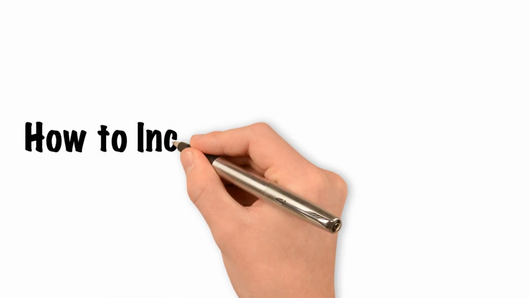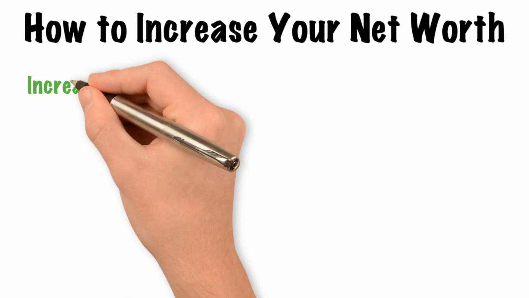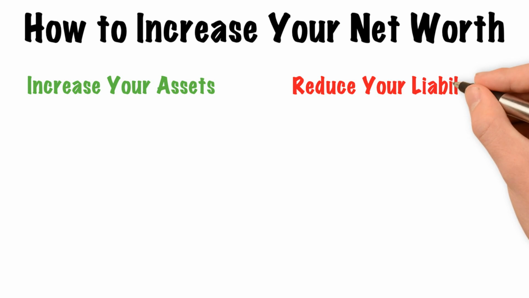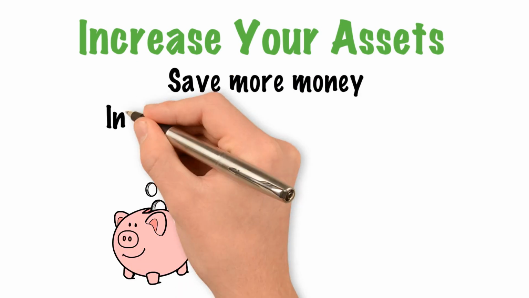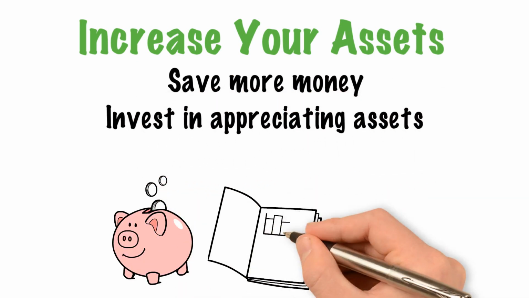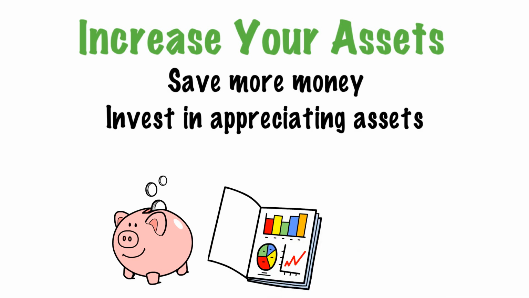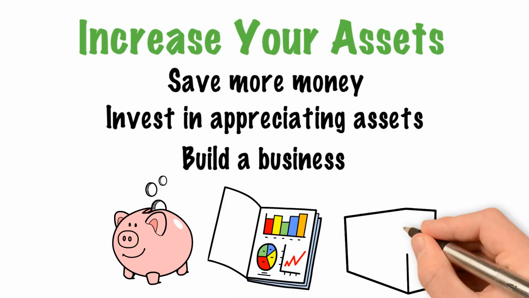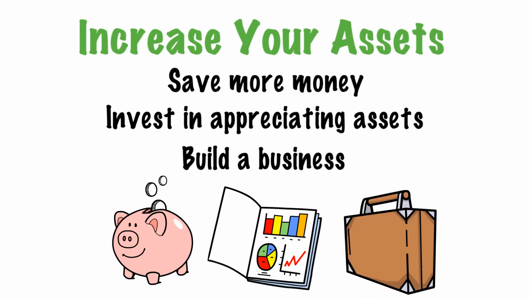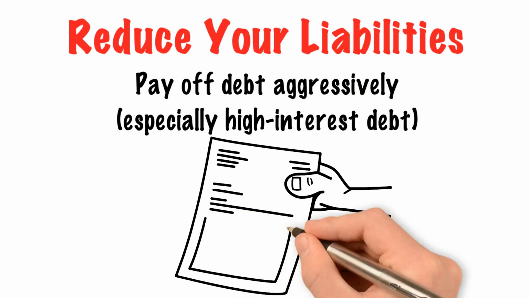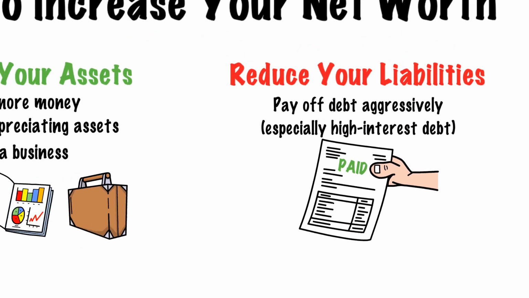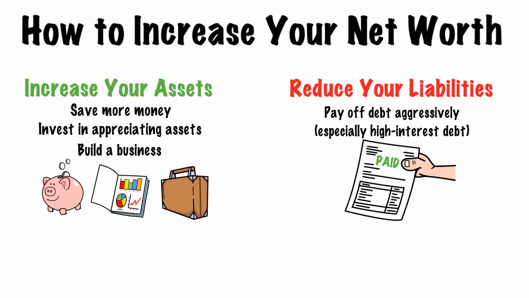So how exactly do you go about increasing your net worth? Well, because it is such a simple formula, there are really only two ways to do that: by increasing your assets and reducing your liabilities. Now, how do you increase your assets? Well, you can save more money, you can invest more, you can buy assets that appreciate over time, whether that be index funds, real estate, and so on. You can start a business and build equity in that. And then to reduce your liabilities, you want to be paying off debt aggressively, especially high interest debt like credit cards. Ideally, you'll be doing both of these and sort of attacking the formula from both sides.